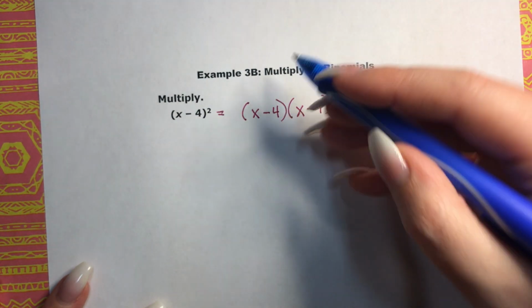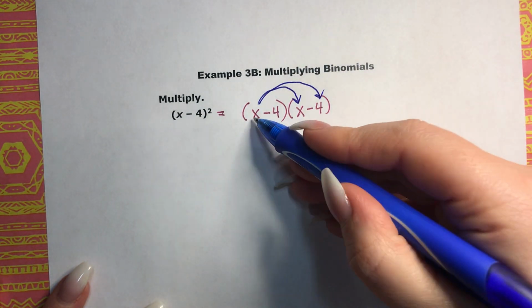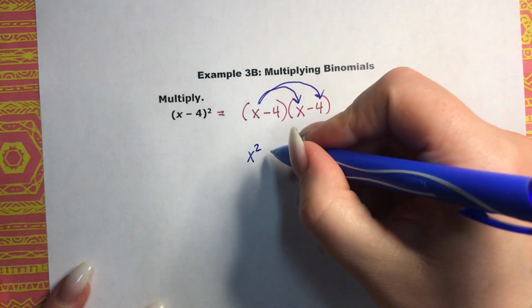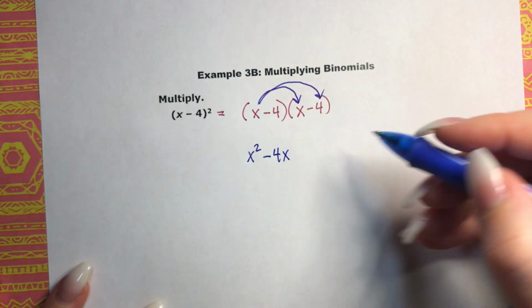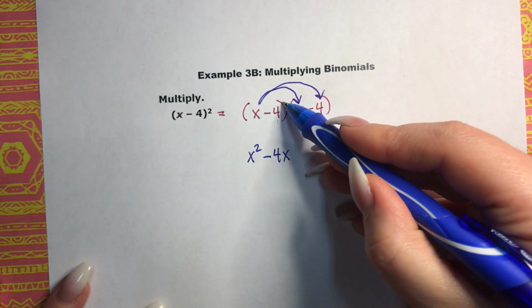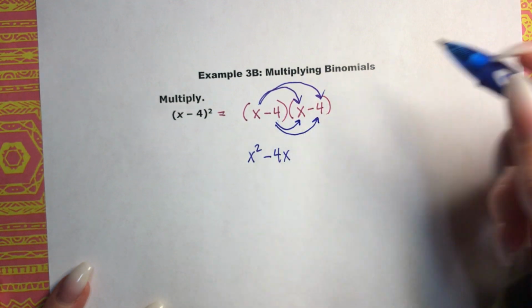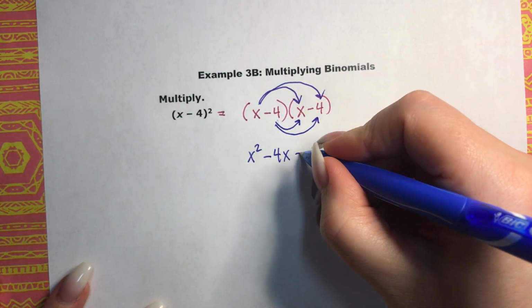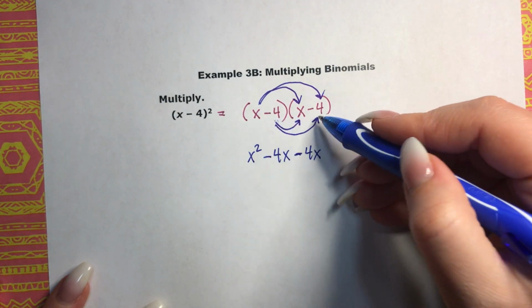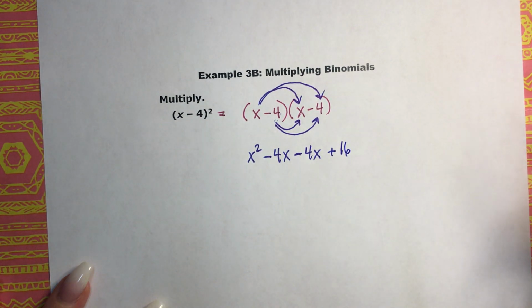We're going to take this first x and distribute it here and also here, okay? So we have x times x, which is x squared, x times a negative 4, which is negative 4x. Then, since we distributed that twice, we're going to move to this negative 4. We're going to go negative 4 times here and negative 4 times here. So negative 4 times x is going to be a negative 4x. And then a negative times a negative 4. A negative times a negative is a positive. 4 times 4 is 16.